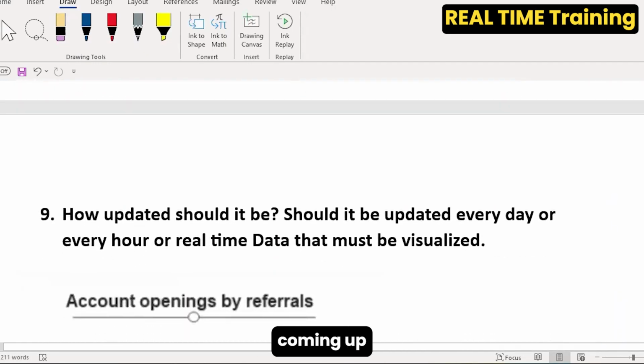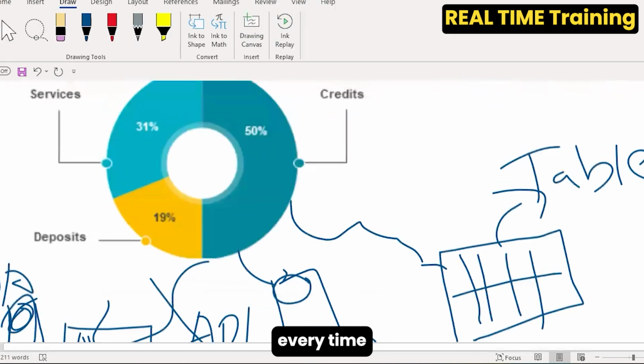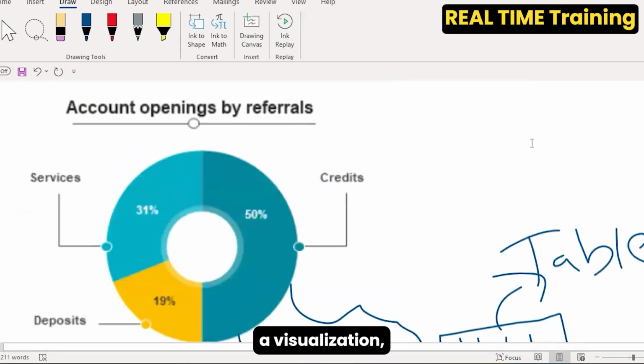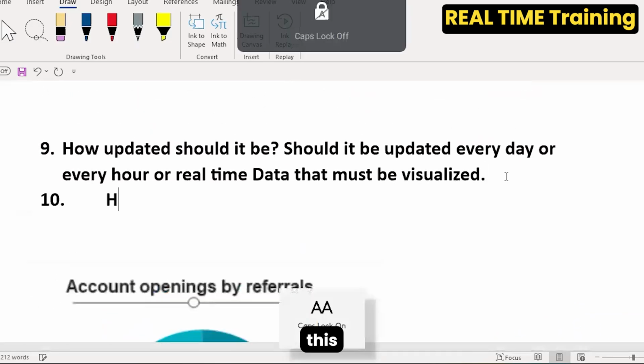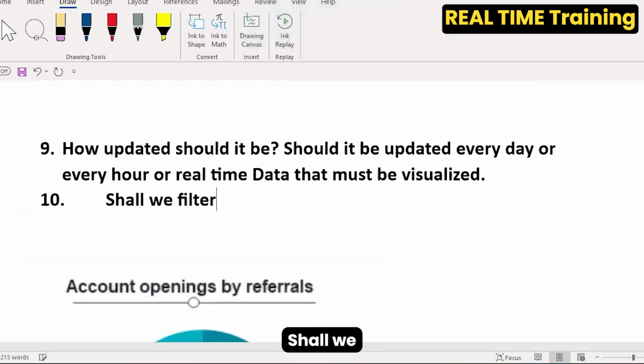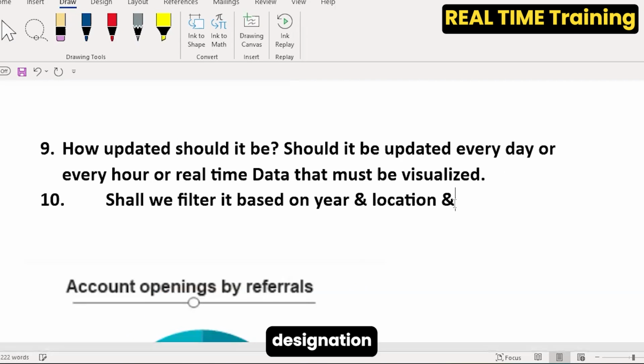Another question that is coming up in my mind is, every time they want a visualization, these questions must come up: how updated should it be? Next one is, how frequently do they need it? Shall we filter it based on year, location, year and location, right? These are the two parameters that are coming to mind. And designation, in this case, since we mentioned this.